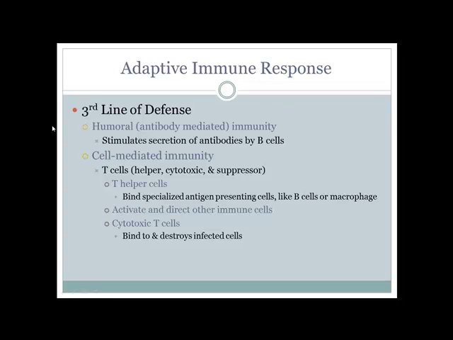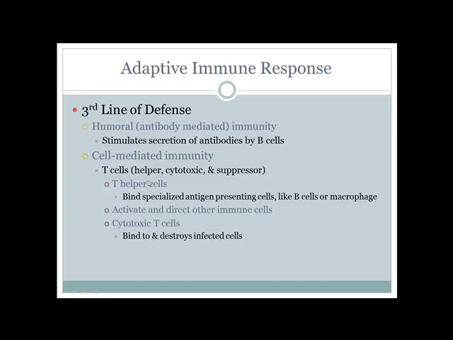Finally, we have our adaptive immune response, our third line of defense. It has two types: humoral, aka antibody-mediated immunity, which is done through the secretion of antibodies from our B cells, and cell-mediated immunity, which is done with our T cells.